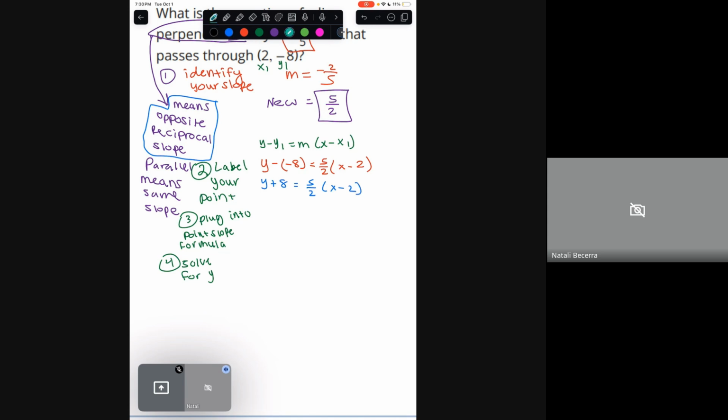And now I can go ahead and distribute. 5 over 2 times x is 5 over 2x. 5 over 2 times negative 2 is going to be negative 5. And then to get the y by itself, you subtract 8. So I get y equals 5 over 2 x, and then negative 5 minus 8 is minus 13. This is my equation.